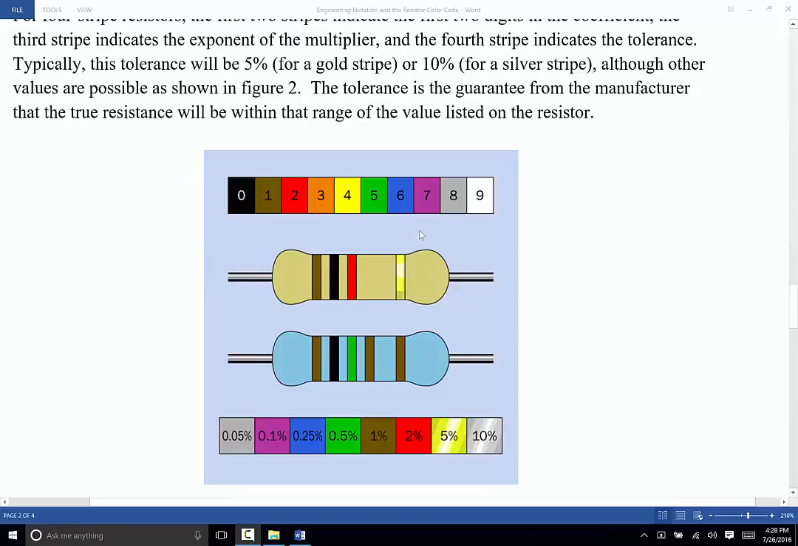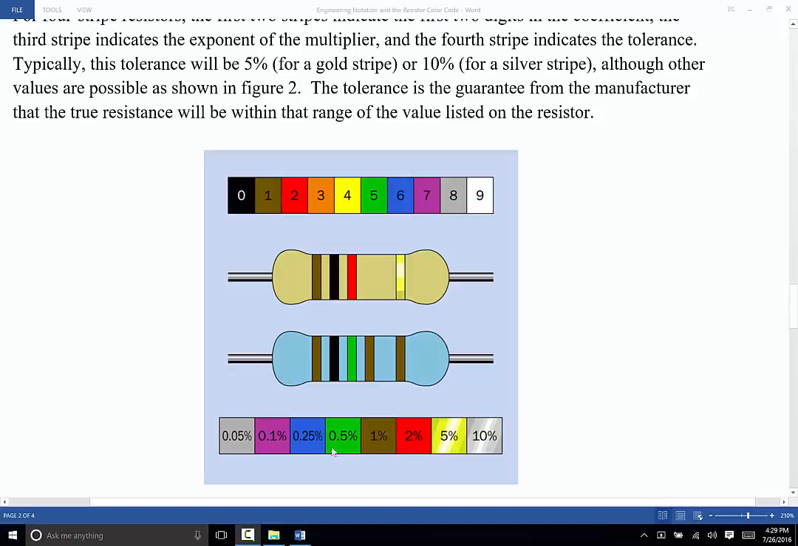If you're wondering about that tolerance stripe at the end, that tolerance stripe follows this pattern. Now I have to tell you that other than gold and silver, I've almost never seen any color stripes other than 5% and 10%. So what you need to remember is that generally it's going to be gold and silver, and the gold is 5%. That's a tighter tolerance. That's a better resistor because it's guaranteed to be closer to the listed value. Gold is better than silver. In the Olympics or in the metals market, gold is always going to be better than silver.